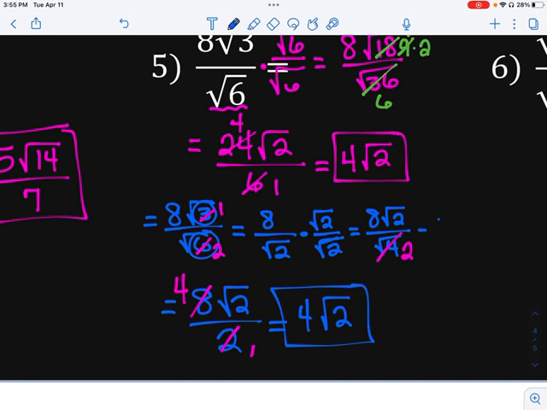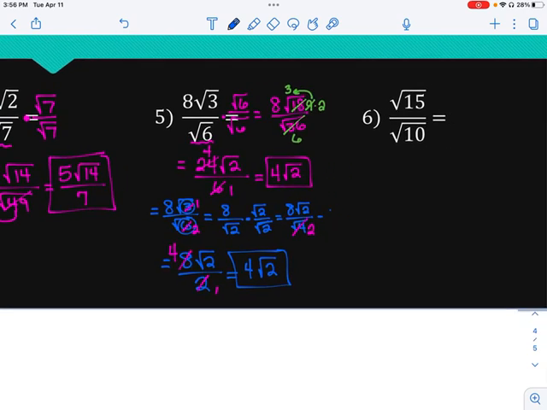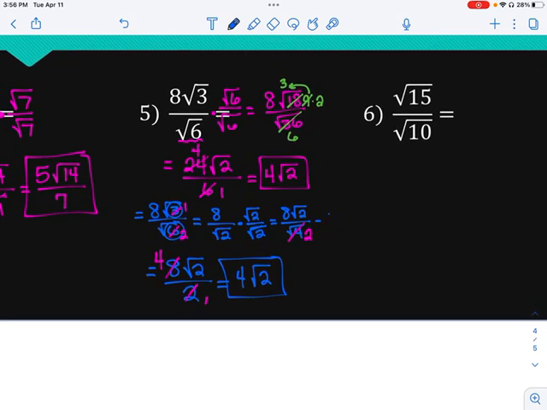Now, I don't care which method you do. Both of them are mathematically correct. Some paths just seem easier than others. So if you look at something and you notice something that can simplify, sometimes that will just make your math easier if you simplify early.